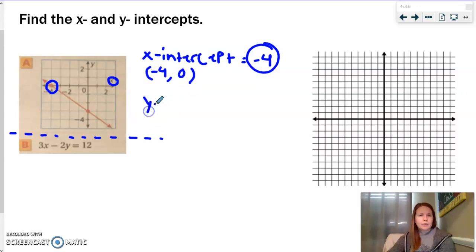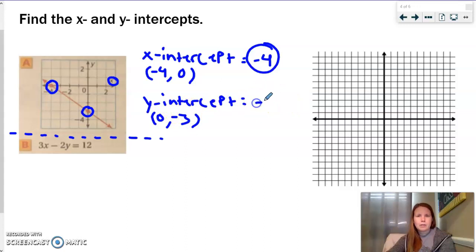So my y-intercept, where does it cross the y-axis? Which is right here, and if I'm following the pattern, it looks like this is negative 1, negative 2, negative 3, which would be the point 0, negative 3. Or you could just say that the y-intercept is negative 3. So it crosses the y-axis at negative 3.